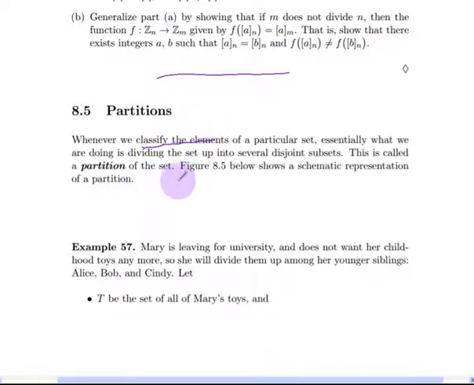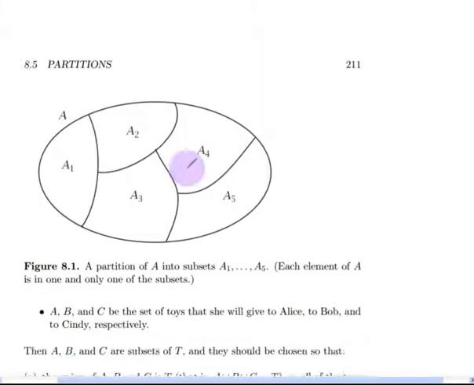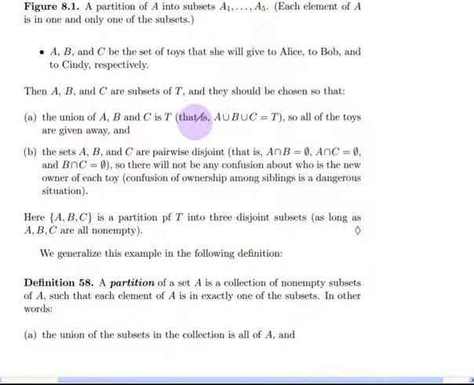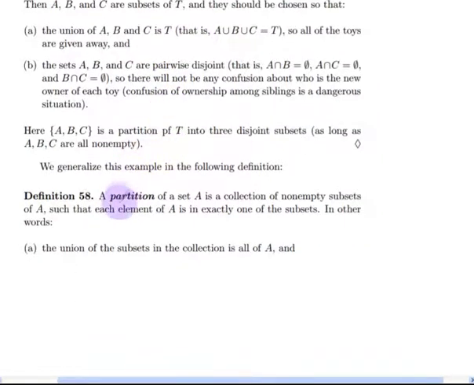So here's the picture. This is a picture of what is called a partition. You have the whole set A, and it's divided into disjoint subsets that make up the entire set. So we call this a partition. A partition of a set A is a collection of non-empty subsets such that every element of A is in exactly one of the subsets. That's another way of saying the union of these subsets is A, and there's no intersection between any two of these sets.